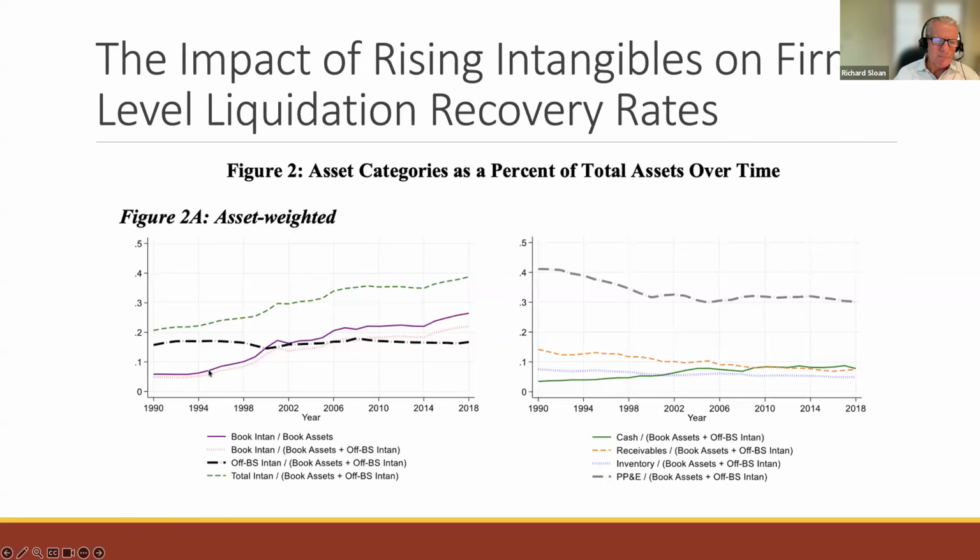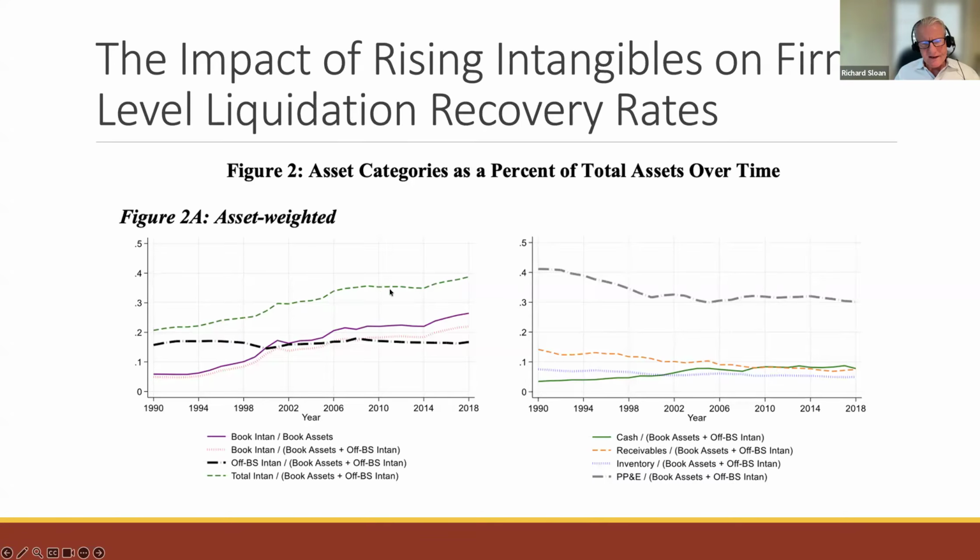Mostly this is driven by the book intangibles. And here's when the new standard came in, and we think part of this is the elimination of pooling of interests. And at the same time, PP&E, which is this gray line up here, has been going down. Most of the others have been about the same, right? I think cash was going up a little bit too. Cash holdings up, PP&E down, and intangibles going up.